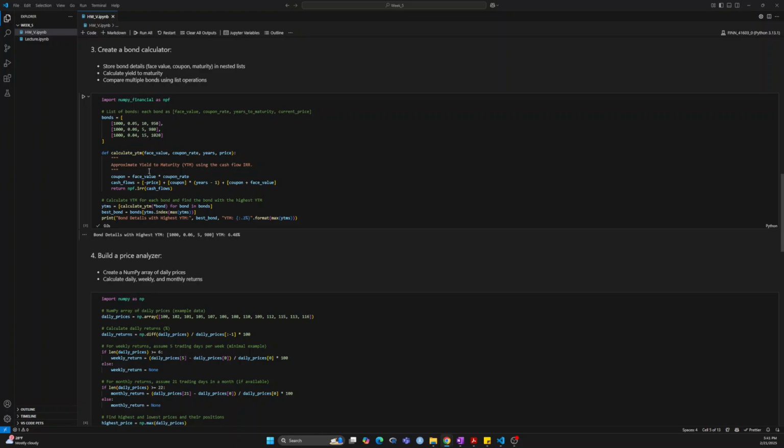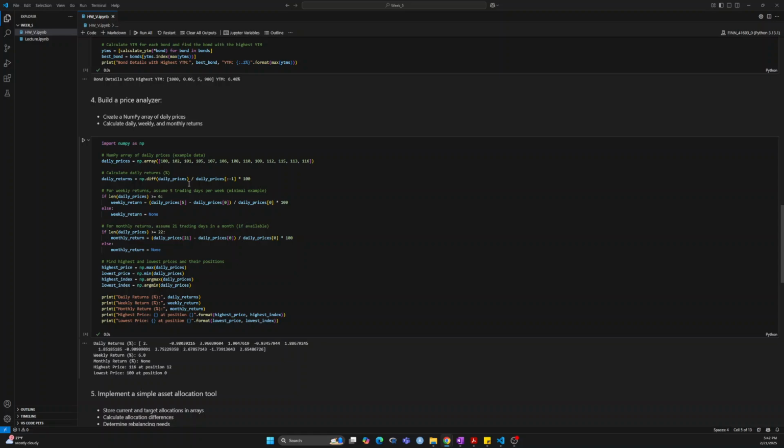All right, we store multiple bonds in a nested list and compute the yield to maturity for each. The bond with the highest yield to maturity is considered the best investment based on returns. This function is valuable for fixed income investors who want to compare different bonds to select the most profitable one.